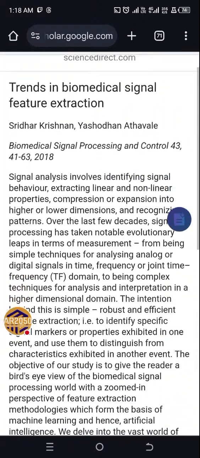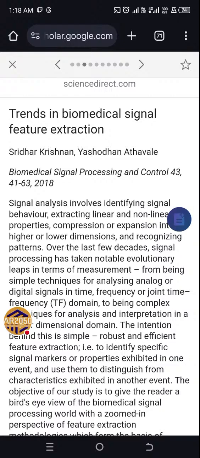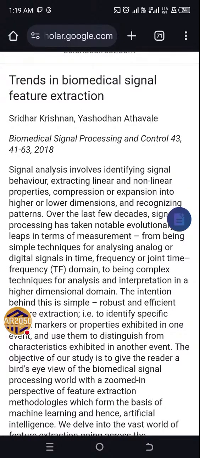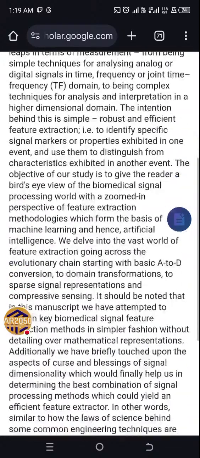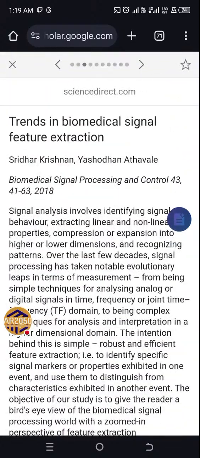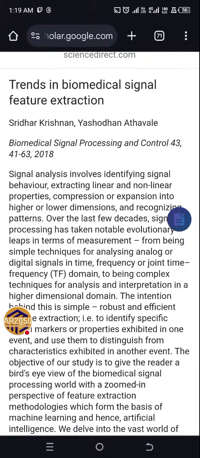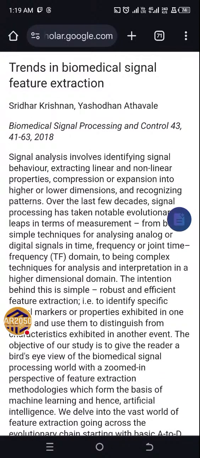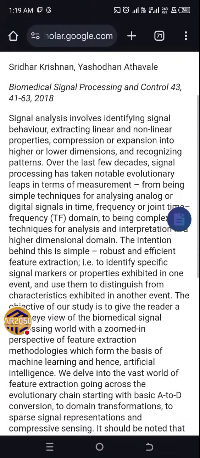Let's go to the next. The trends in biomedical signal feature extraction. Yes, we need signal processing techniques to extract the features, but what kind of features? Signal analysis involves identifying signal behavior, extracting linear and non-linear properties, and compression or expansion.